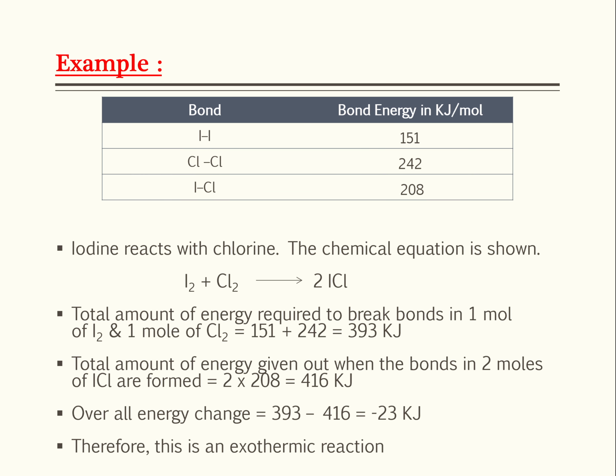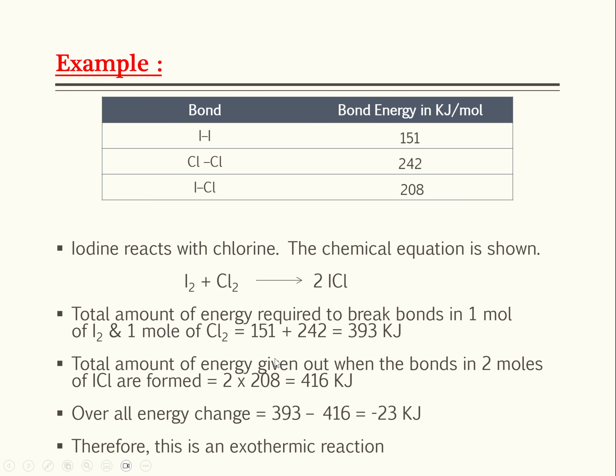Looking at calculations, if I have a reaction of iodine with chlorine to give me iodine chloride, you see that 1 mole of iodine reacts with 1 mole of chlorine to give me 2 moles of ICl. Now, the total energy required to break the bonds is 1 mole of I2 and 1 mole of Cl2, which is 151 plus 242, giving me a total value of 393.